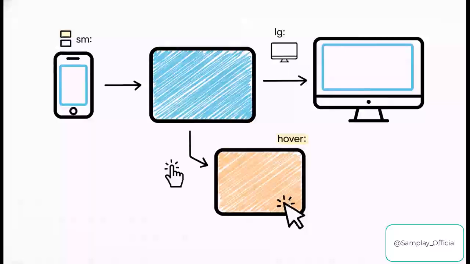But here's where it gets really powerful. It's not just about the static styles. It's about applying them conditionally. Need a different layout on a large screen? No problem. Just add a prefix like lg-. Want the color to change when you hover over it? Just add the hover dash prefix. This super simple system makes building complex, responsive UIs incredibly fast.